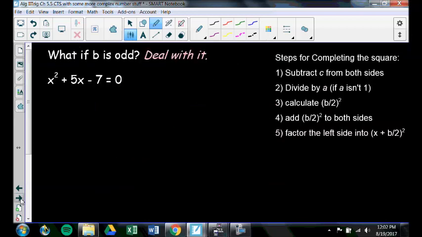Okay, what if the b value is odd? The first two I did had even b values. Well, we still follow the same process. I'm going to add 7. So x squared plus 5x equals 7.